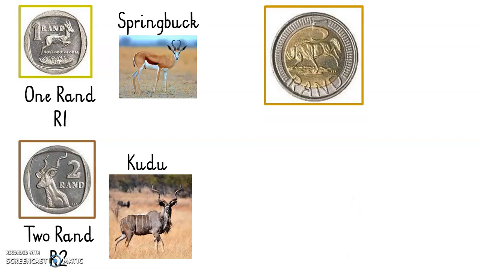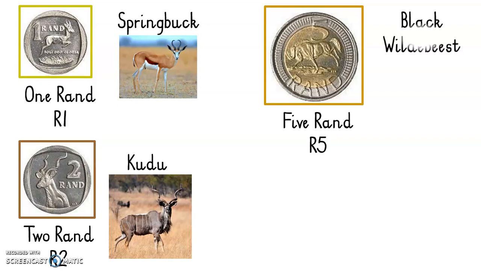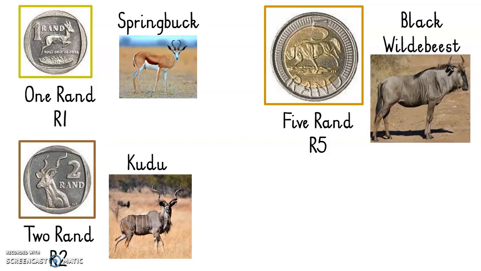The next one is a 5 rand coin. The 5 rand coin is the biggest coin out of all the silver coins and even the other colored coins, and is also the most value. The 5 rand coin is two colors, gold and silver. And it is written like this, 5 rand and 5 rand. The animal on it is called the black wildebeest, and it looks like this. It is a very big animal.